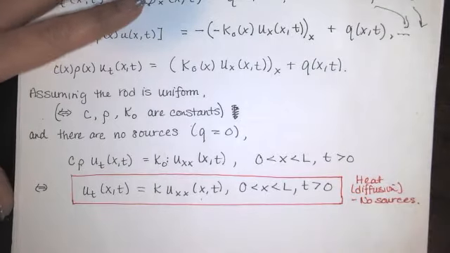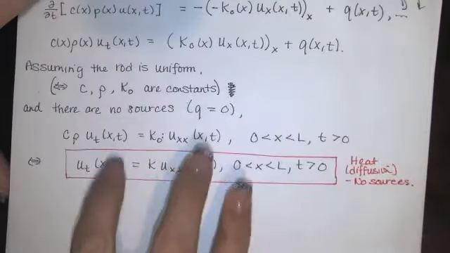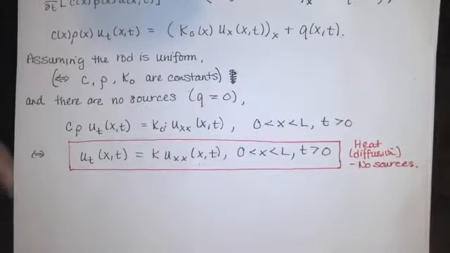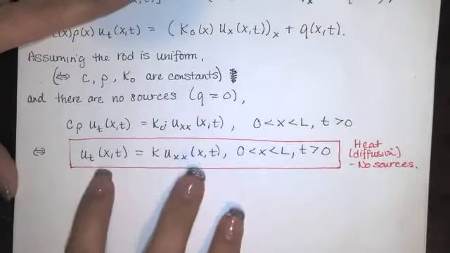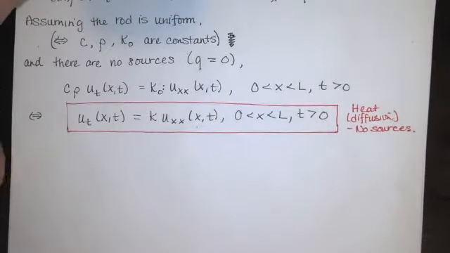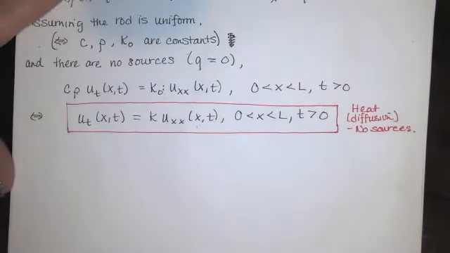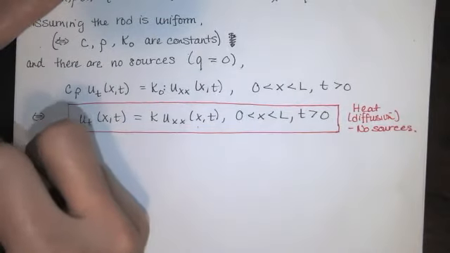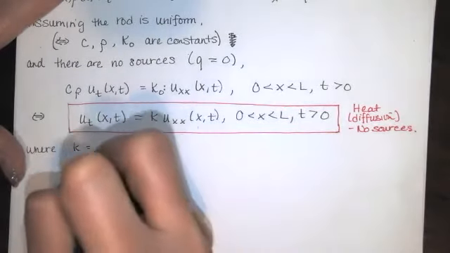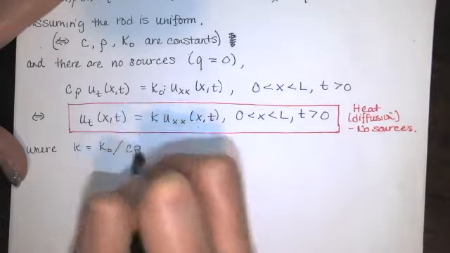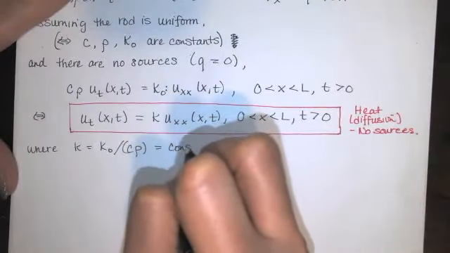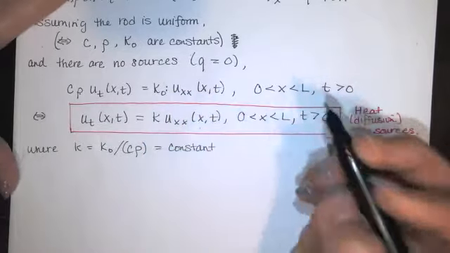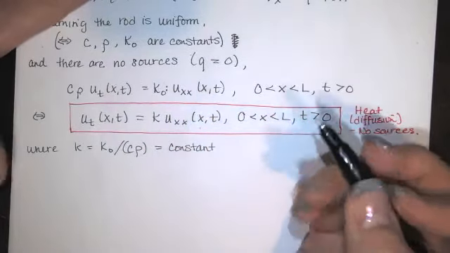I love equations because they really do tell you a lot about how things actually work. Like this is how the temperature dissipates, or how heat changes. Pretty nice. And of course, as I said, K is just kappa naught divided by c times rho. That's a constant, and we call that the thermal diffusivity of the rod.